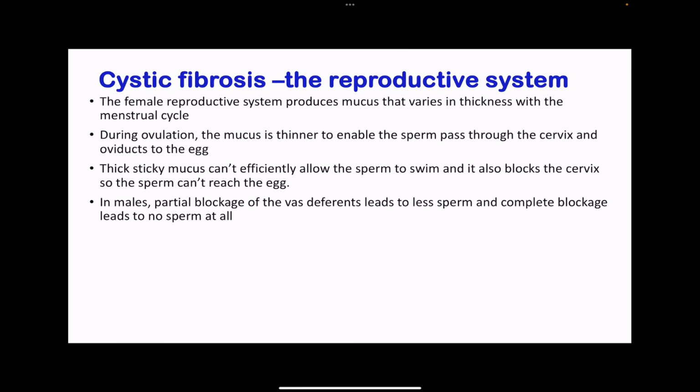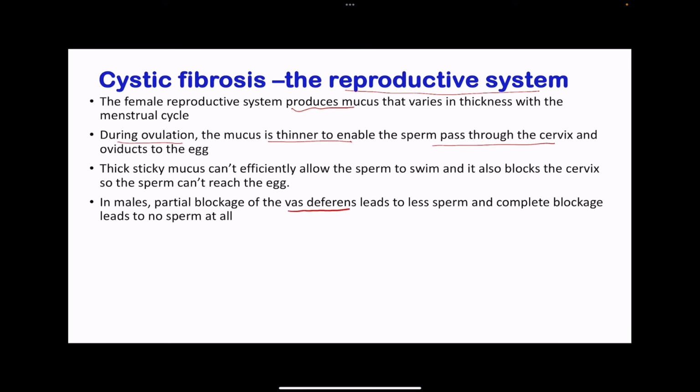Moving to the effects of cystic fibrosis on the reproductive system. Again, the reproductive system produces mucus. This mucus changes as the menstrual cycle changes. So during ovulation, the mucus is going to be thinner. The thinness of the mucus is to allow the sperm to pass through the cervix towards the oviduct for fertilization to occur. If this mucus is thick and sticky, it can actually block the cervix, and also it makes it hard for the sperm to swim from the cervix towards the oviduct, and that means fertilization is going to be affected.